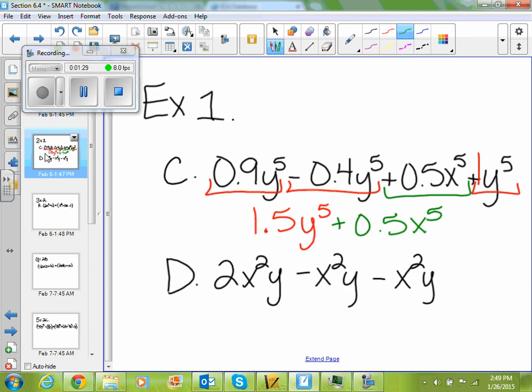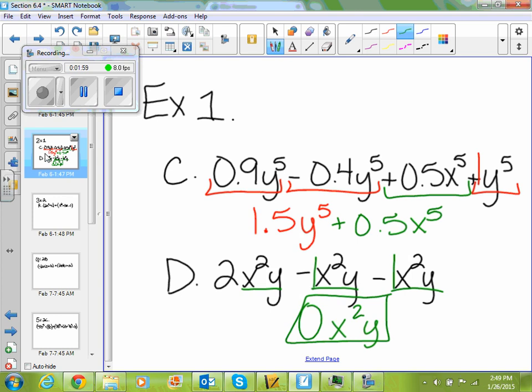We can keep practicing. So 2x squared y minus x squared y minus x squared y. These all have this x squared y, right? They're all the exact same thing. So since they're all like terms, we're going to combine them all into 1. So 2 minus 1 is 1. 1 minus 1 is 0. So 0 x squared y. You're just combining your leading coefficients.